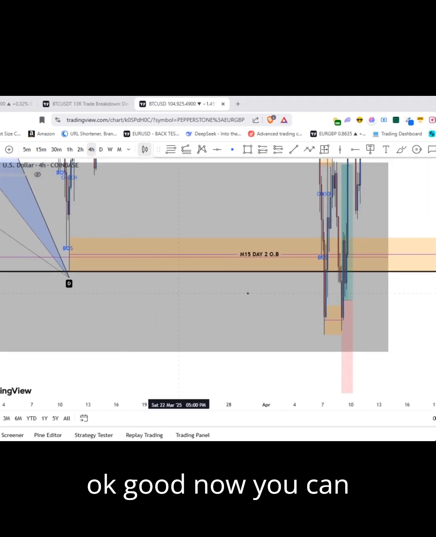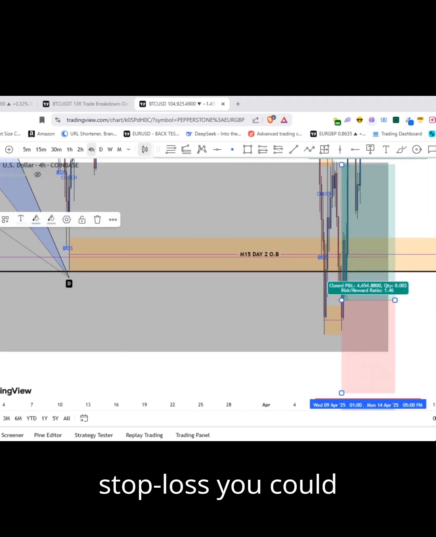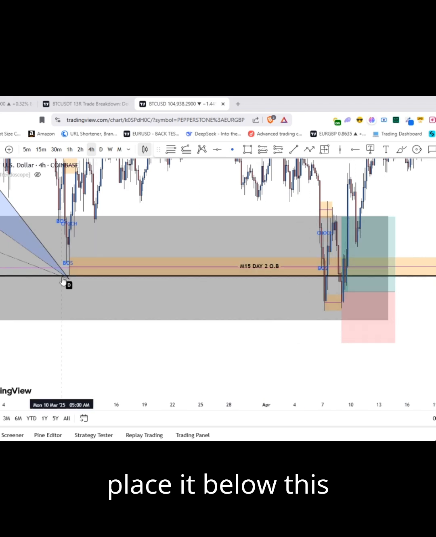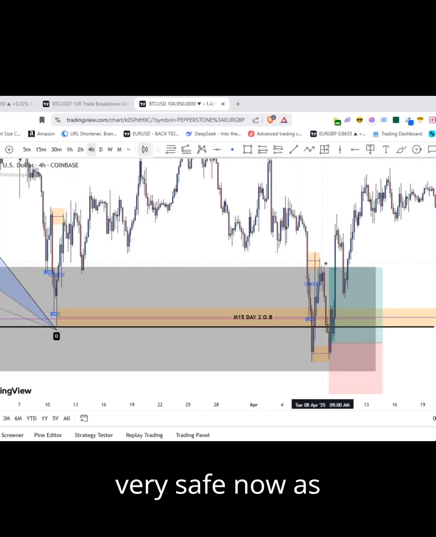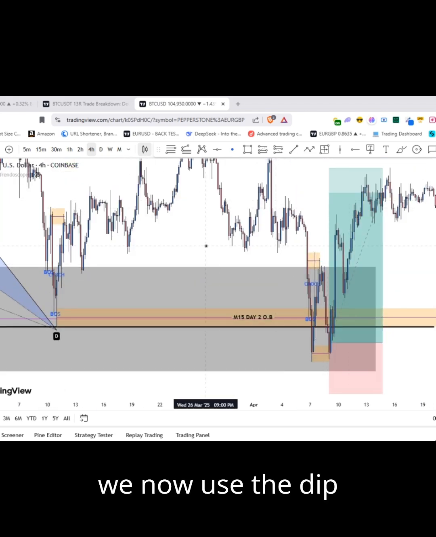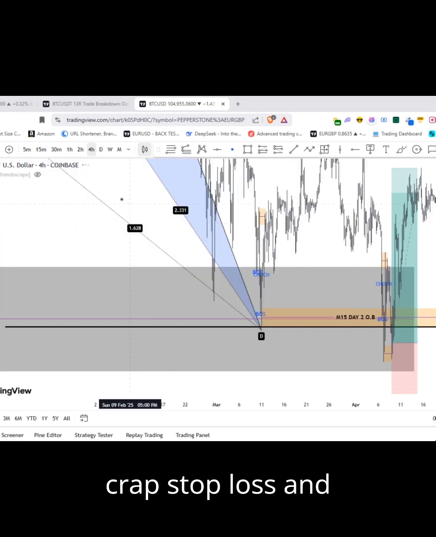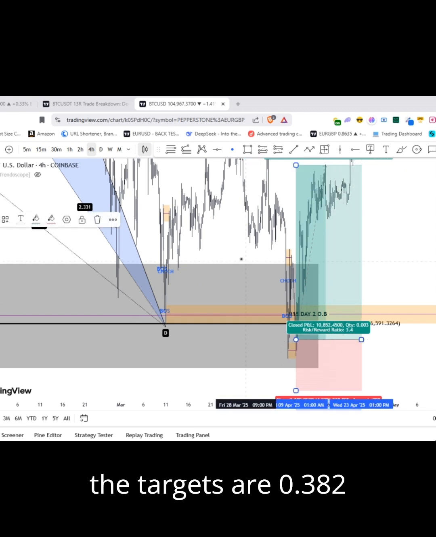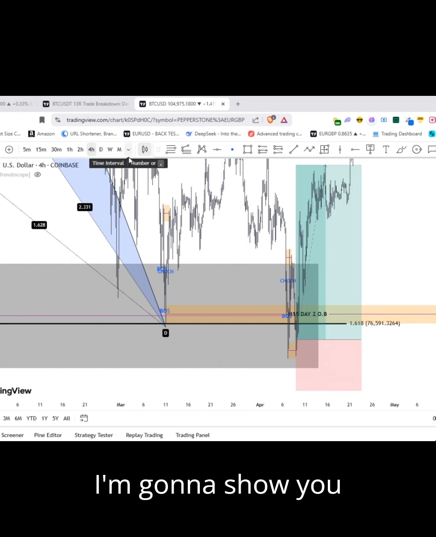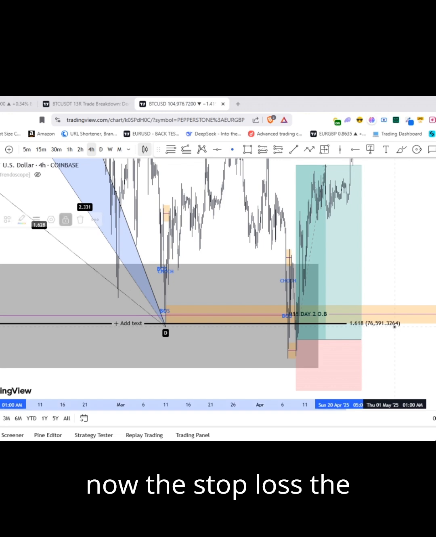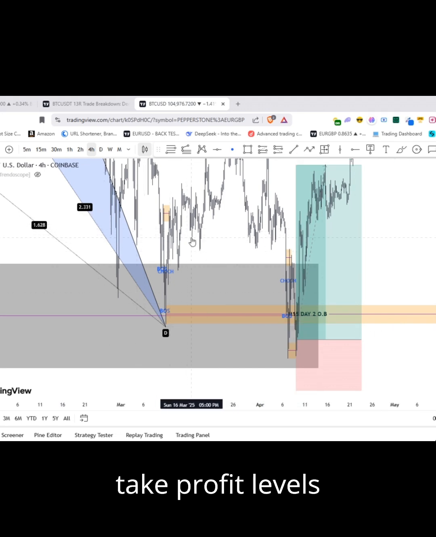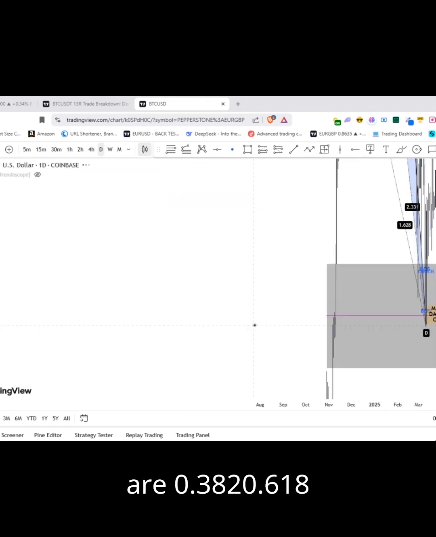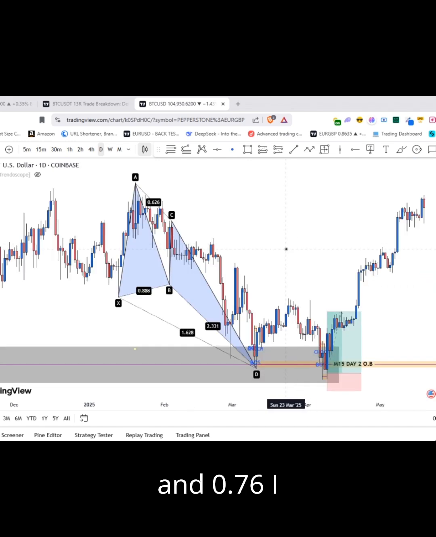Good. Now you can see that the stop loss, you could place it below this level of supply. It is very safe. Now as price begins to go up, we now use the deep crab stop loss and target. The targets are 0.382. I'm going to show you that in a minute. The take profit levels are 0.382, 0.618 and 0.786.